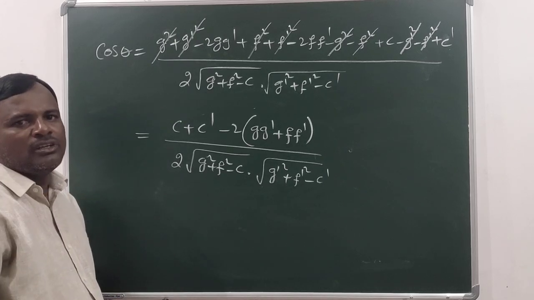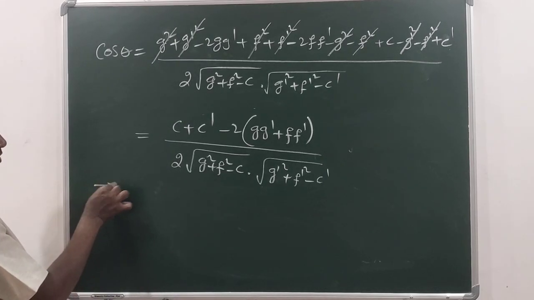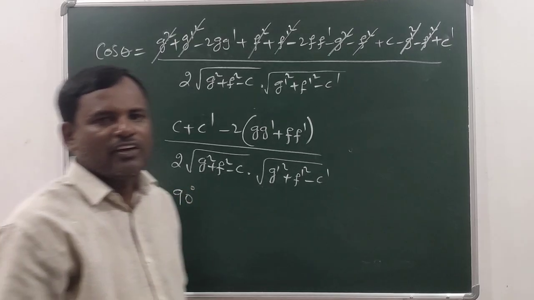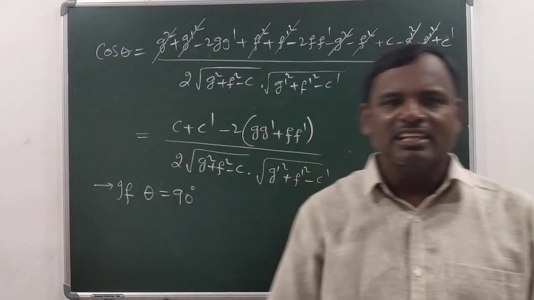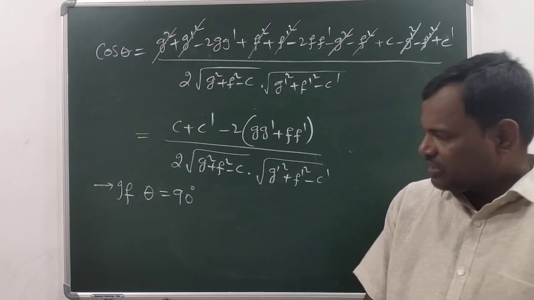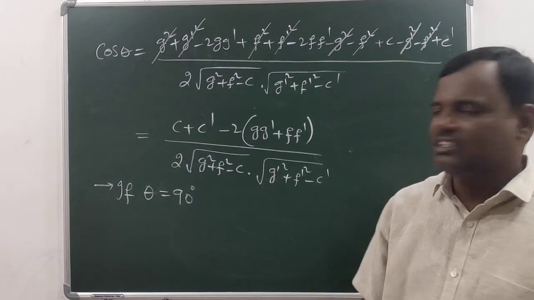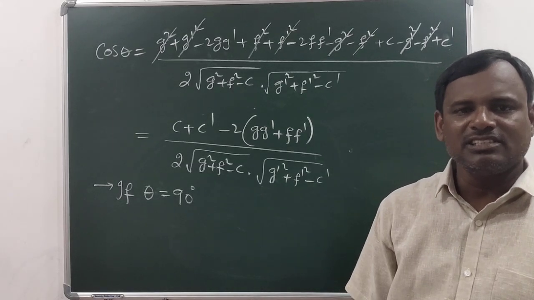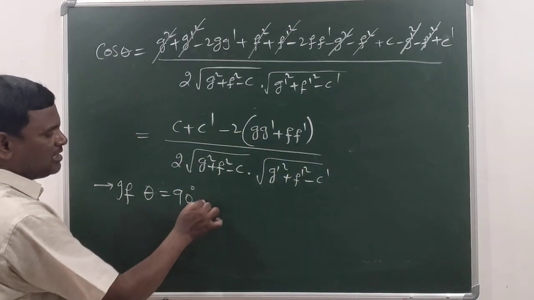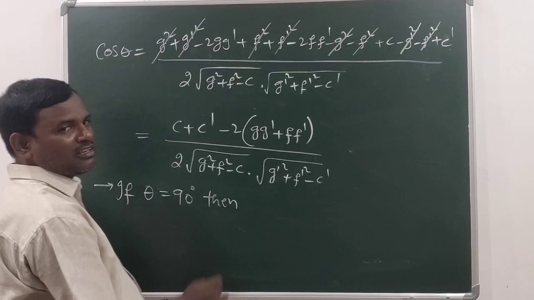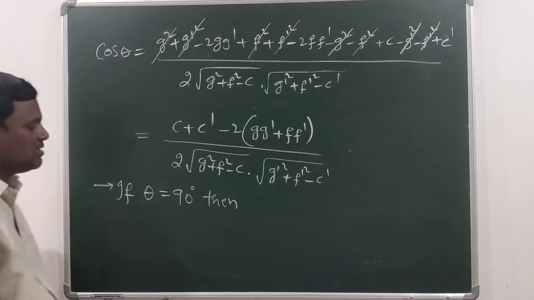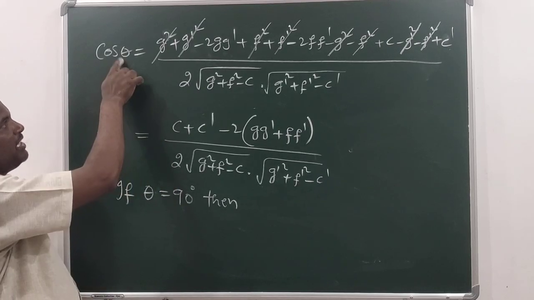And also, students, suppose the angle between the two circles is 90 degrees. You know, if the angle between the curves is 90 degrees, then such curves are called orthogonal curves. In the same manner, if the angle between the circles is 90 degrees, then such circles will be called orthogonal circles. So if theta is equal to 90 degrees, then such circles are called orthogonal circles. So for orthogonal circles, put theta equal to 90 degrees here.